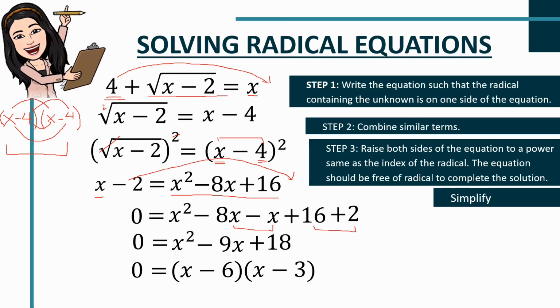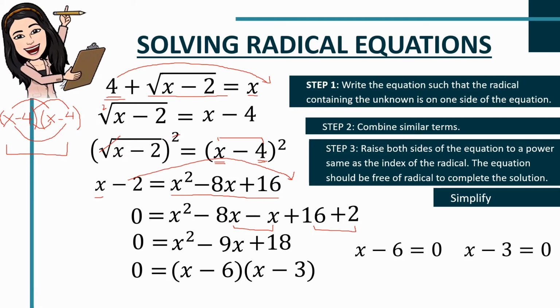Okay? And then, we will equate both terms to 0. So that would be x minus 6 is equal to 0, and the other side is x minus 3 equal to 0. Nakuha ba yan? Naaalala ba? Okay, this is just a recall, okay?